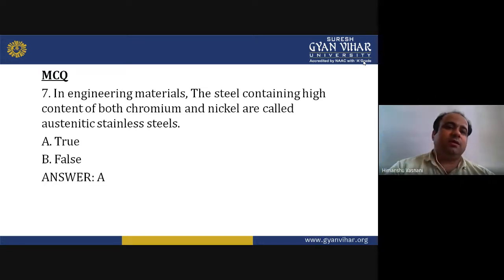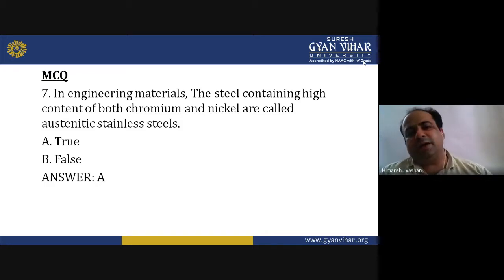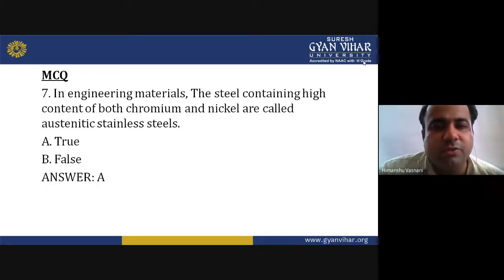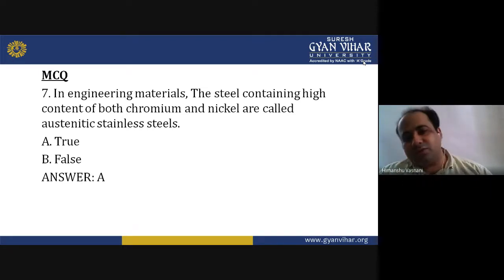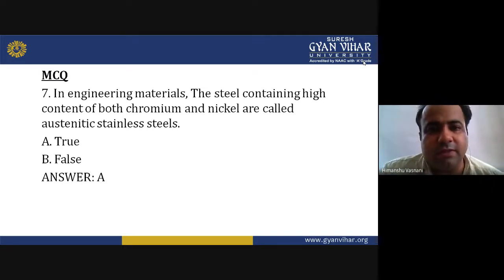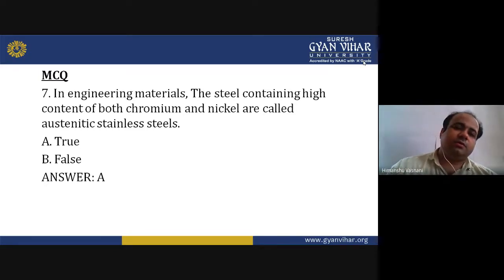Then, in engineering materials, the steels containing high content of both chromium and nickel are called austenitic stainless steel. So I think it's true. The austenitic stainless steels are famous for their high content of chromium and nickel. So the steels containing high content of both chromium and nickel are called austenitic stainless steels.